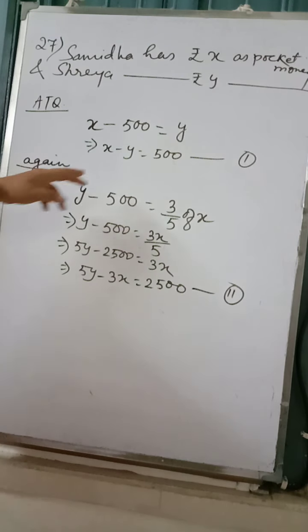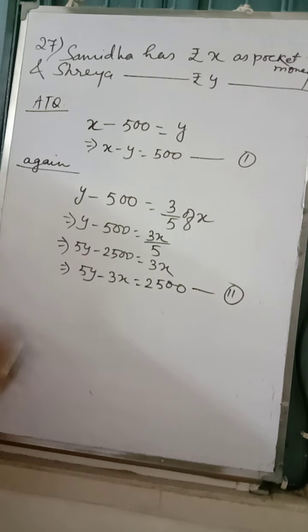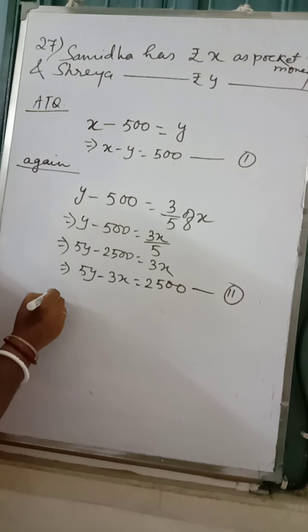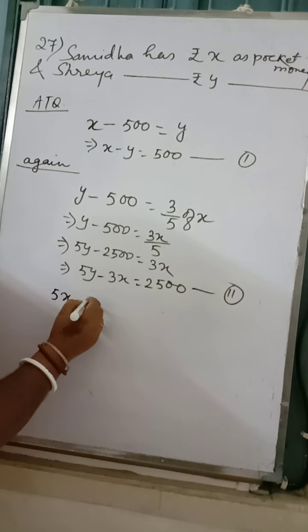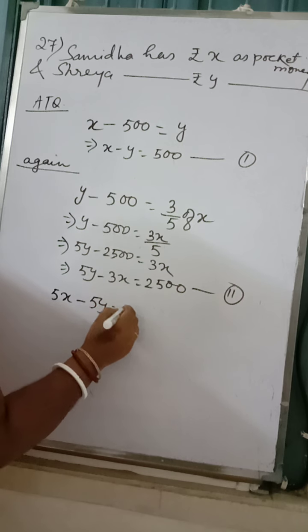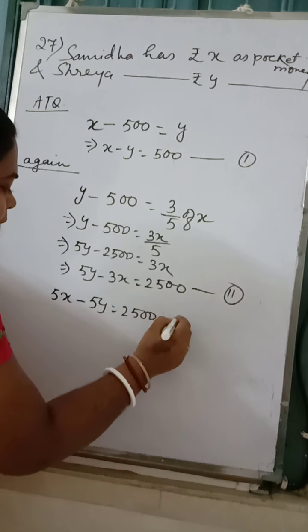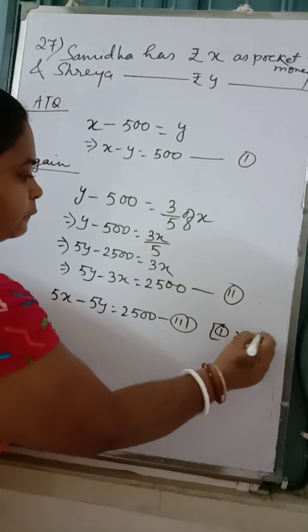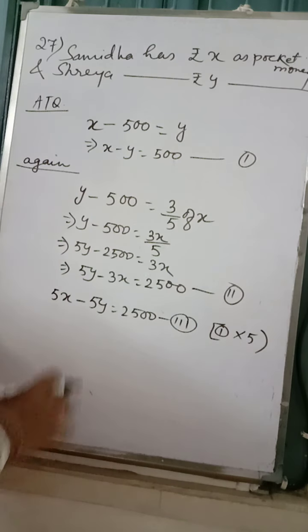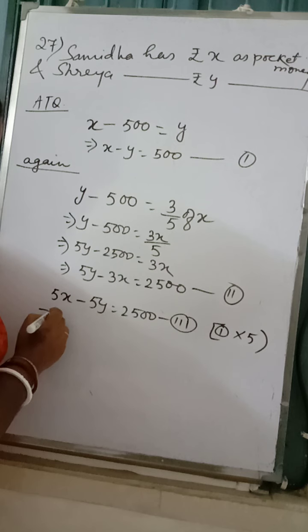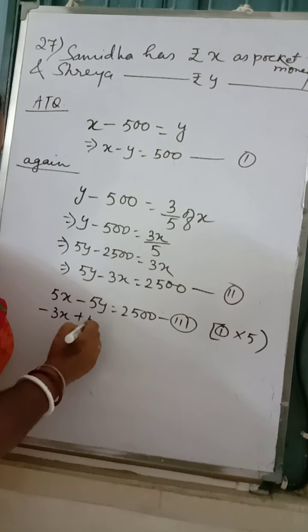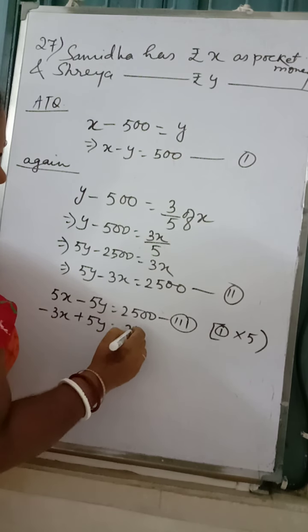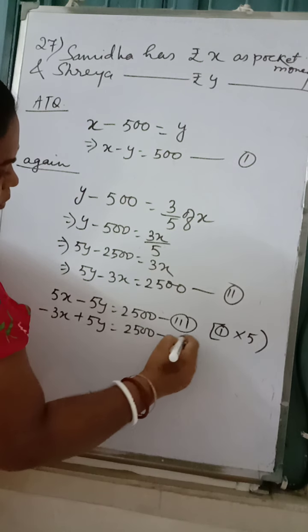Now I have a minus Y here and plus 5Y. So this equation I can multiply with 5. This gives you 5X minus 5Y is equal to 2500, equation number 3. How did we get 1 into 5? Now I am just writing 3X plus 5Y is equal to 2500, equation number 2.